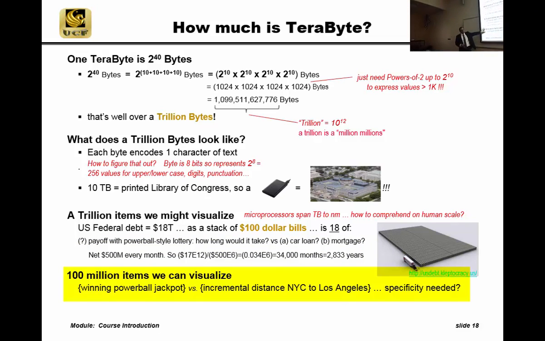How about 100 million? Can we visualize 100 million? That's just like 100 megabytes is 100 million. So 100 million, like I just said, Powerball jackpot versus the incremental distance to Los Angeles. And why am I wasting your time with this? Because first of all, it's helping you get this kind of intuitive feel for bits and bytes and megabytes and so forth, but also giving you a technique to visualize very large and small values. As engineers, we have to deal with these. It helps if we know what these mean.